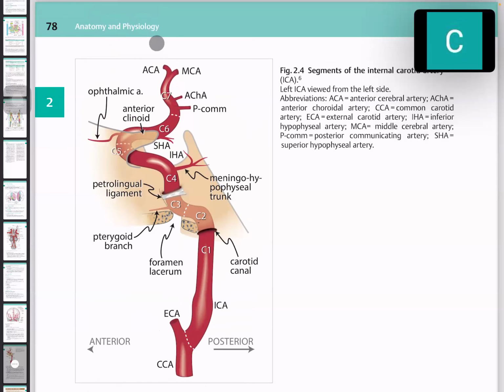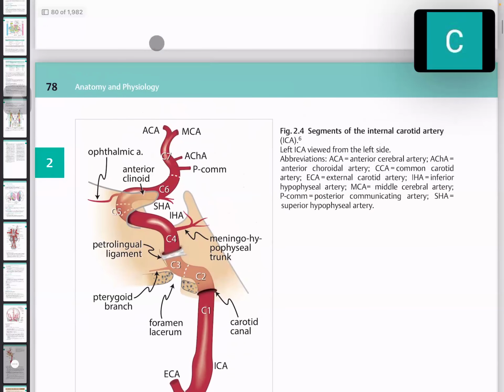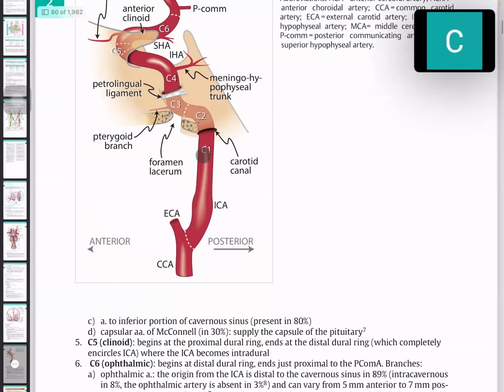So what is really relevant here is that at the C4, the cavernous portion of the cavernous segment of the carotid artery, there is also the origin of the meningeal arteries, the anterior meningeal and the middle meningeal artery, which richly anastomoses with posterior structures. So we'll see that later.